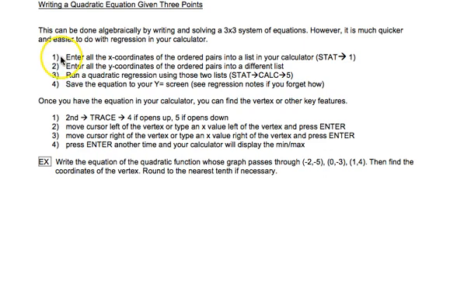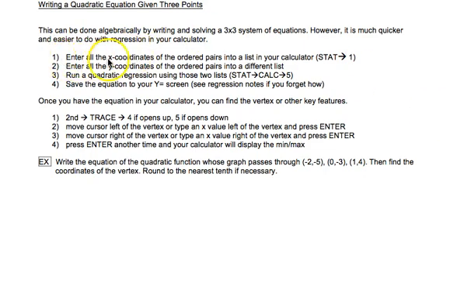So I've typed out the steps here, 1 through 4, of what we're going to do in our calculator in order to find that quadratic equation. So I've got the example typed out down here. We're going to write the equation of the quadratic function whose graph passes through (-2, -5), (0, -3), and (1, 4). So that's going to be the first set of steps, finding the actual equation. The second set of steps is going to be to find the coordinates of the vertex, and we'll round if necessary. So you're obviously going to need your graphing calculator here.